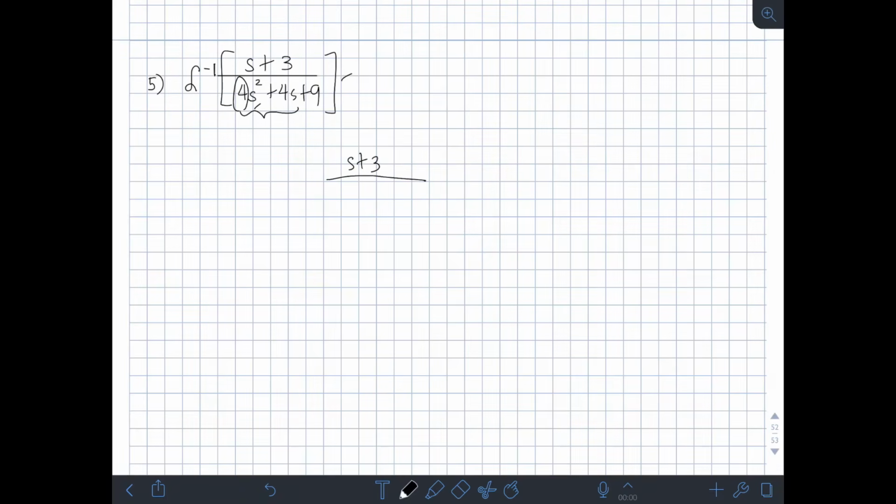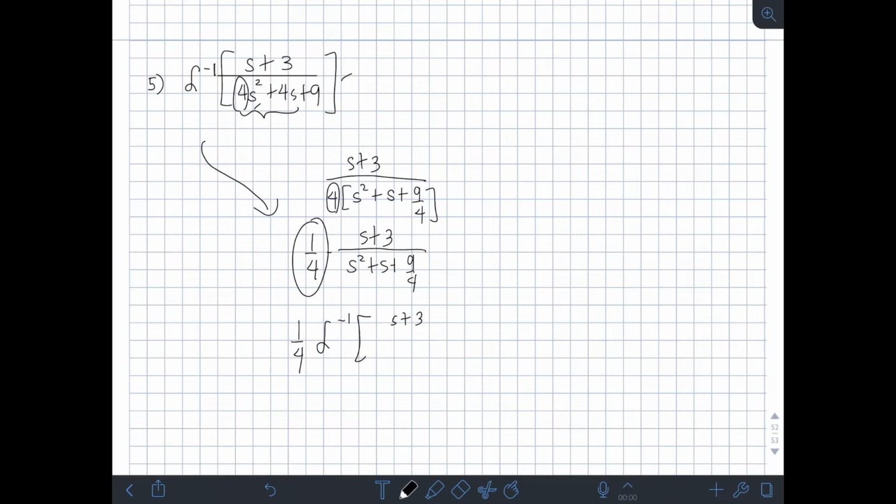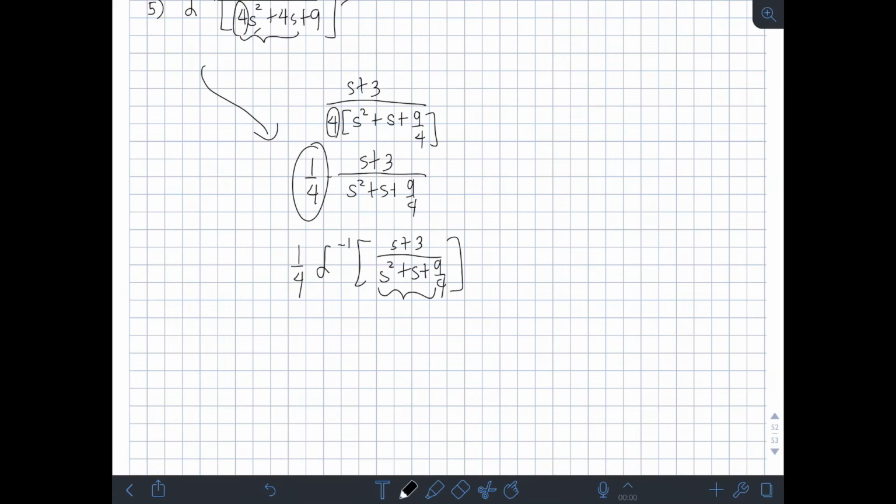So, parang (s + 3) over 4 times (s squared + s + 9/4). Right? So, parang, itong 4 na to, parang meron ka na lang 1/4 times (s + 3) over (s squared + s + 9/4), right? So, applying yung concept natin na kapag may constant, kinigilid na lang, pwede na itong maging equal sa 1/4 inverse Laplace transform of (s + 3) over (s squared + s + 9/4). Ngayon, i-complete natin yung square nitong denominator. So, anong gagawin natin? S squared plus s. Para ma-complete yung square niya, mag-add and subtract tayo ng isang constant term, which is ano yun? Yung numerical coefficient nitong s, which is 1, divide natin sa 2. So, 1/2.